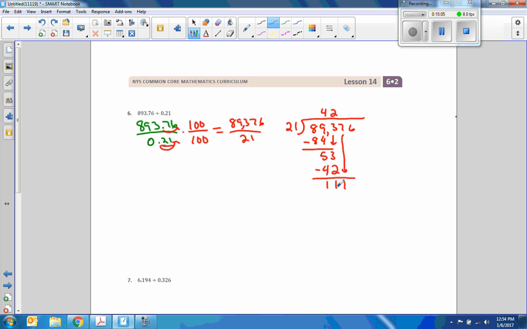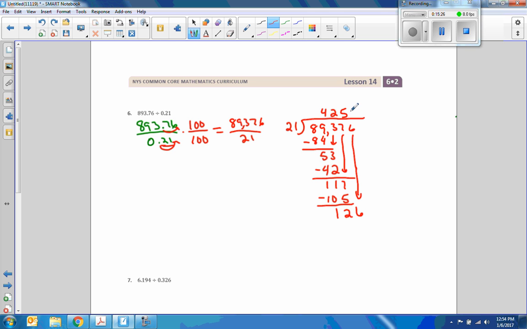20 will go into 110. 100, 5 times. 6 would be too many. 5 times 1 is 5. 5 times 2, 10. Subtract. 7 minus 5, 2. 1 minus 0, 1. Bring down the 6. 126.